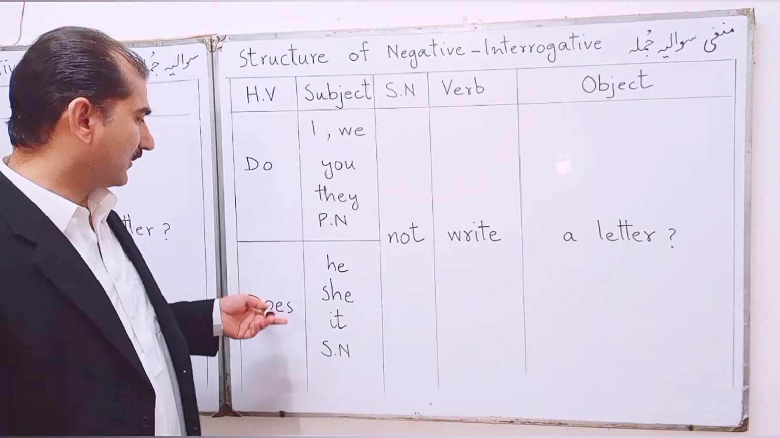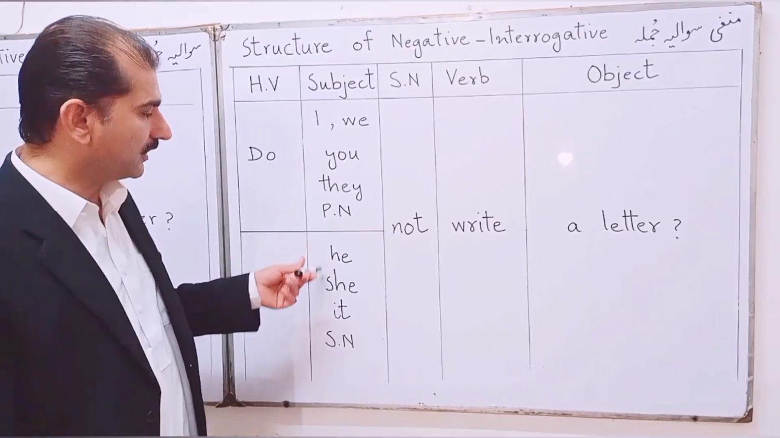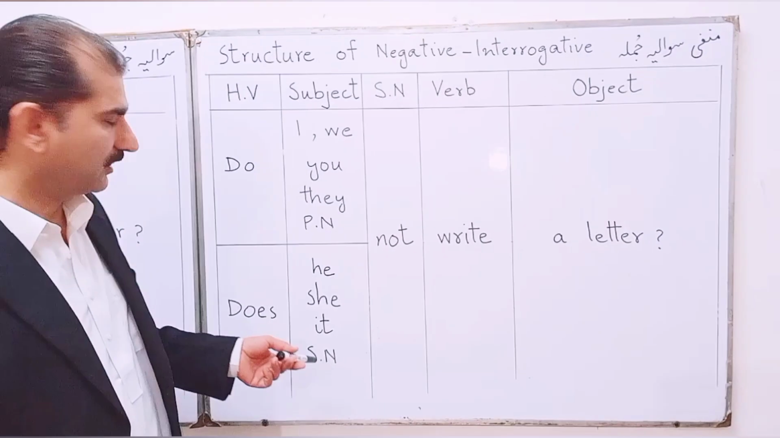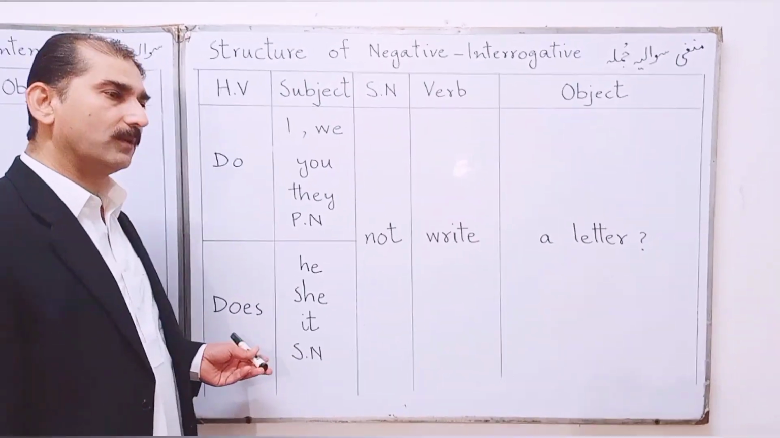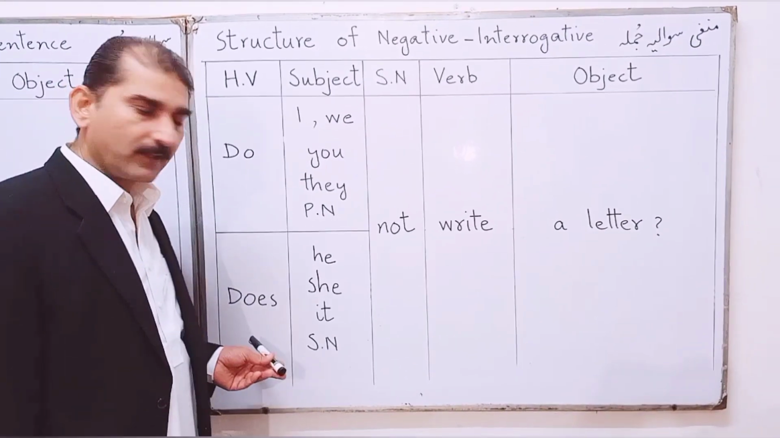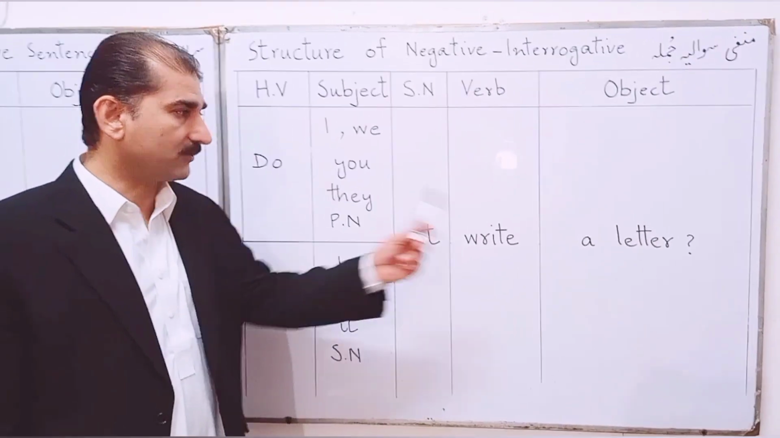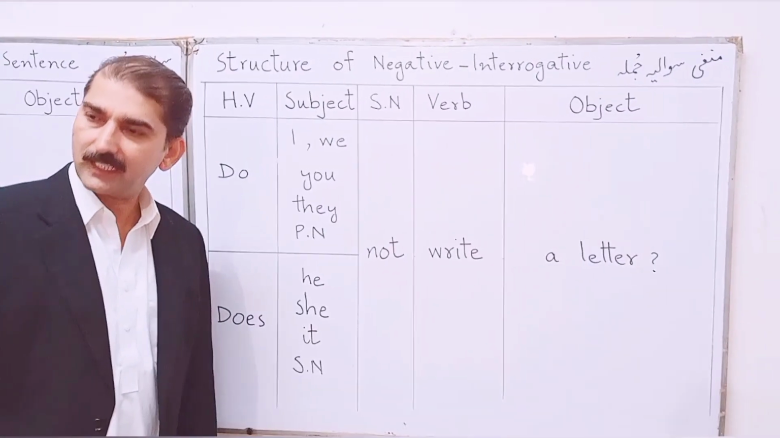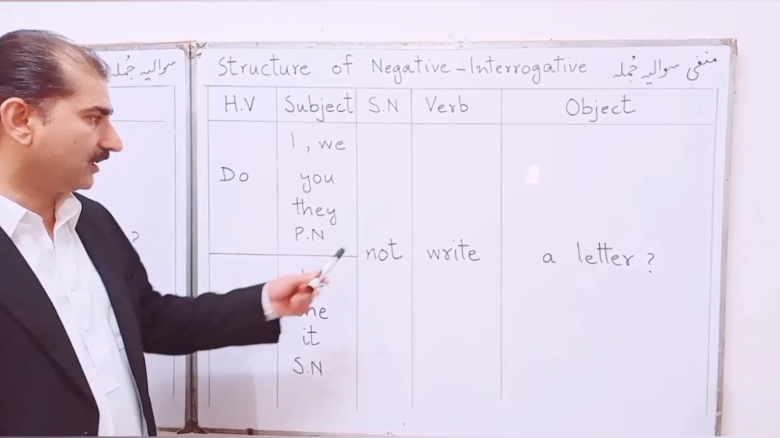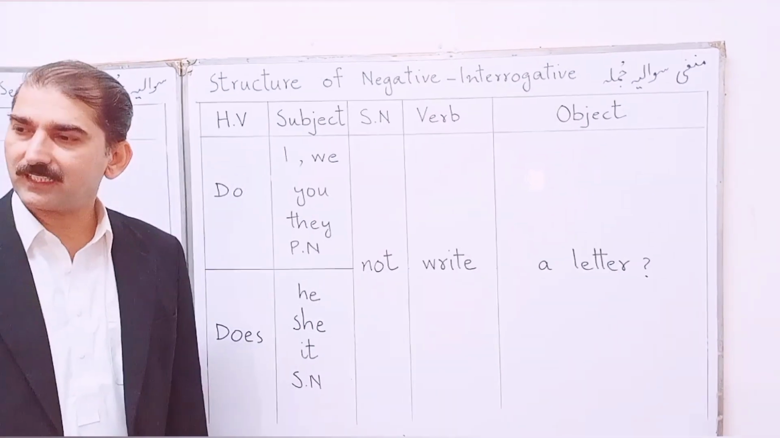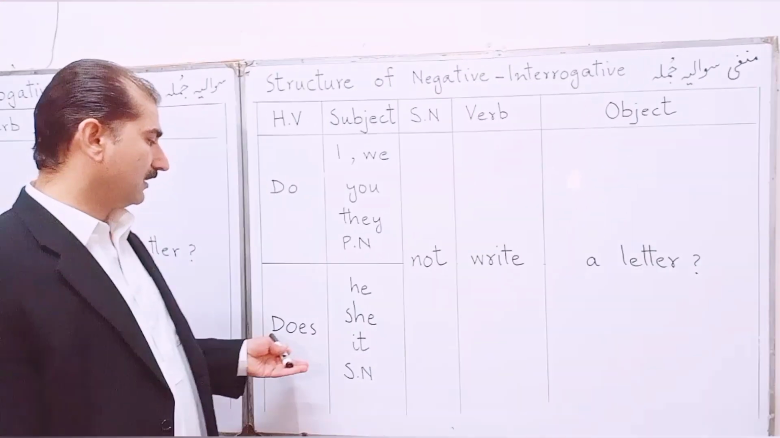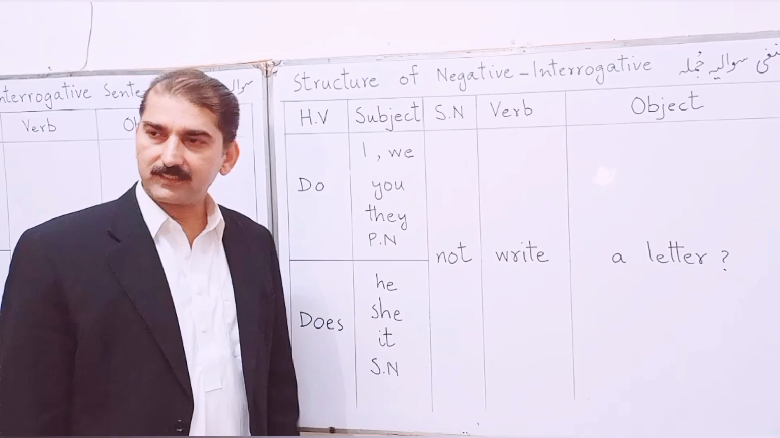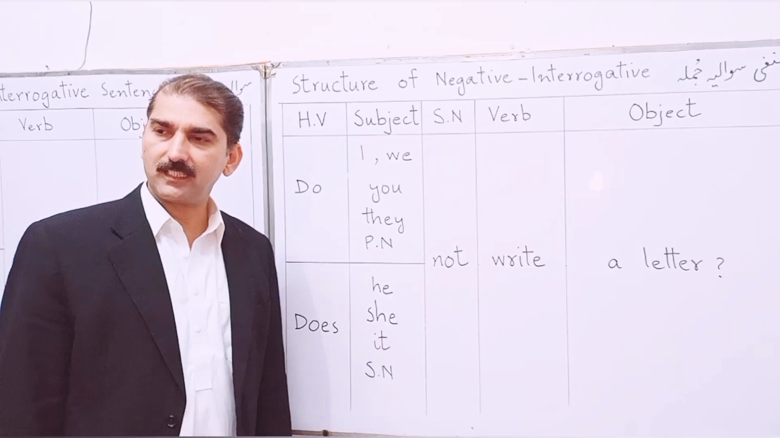And similarly, if our subject is he, she, it or some singular noun, then we will use the helping verb does at the beginning of the sentence. Does he not write a letter? क्या वो एक खत नहीं लिखता? Does she not write a letter? क्या वो एक खत नहीं लिखती? Does Ali not write a letter? क्या अली एक खत नहीं लिखता?